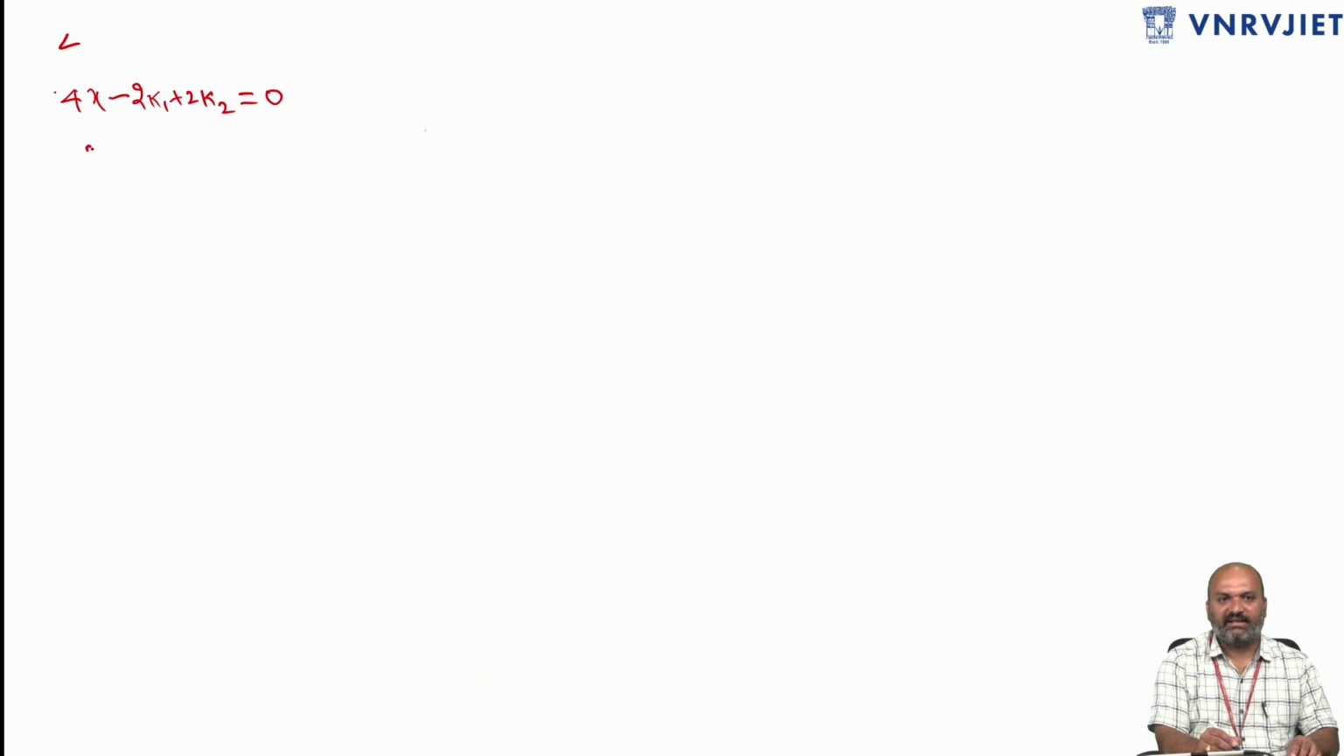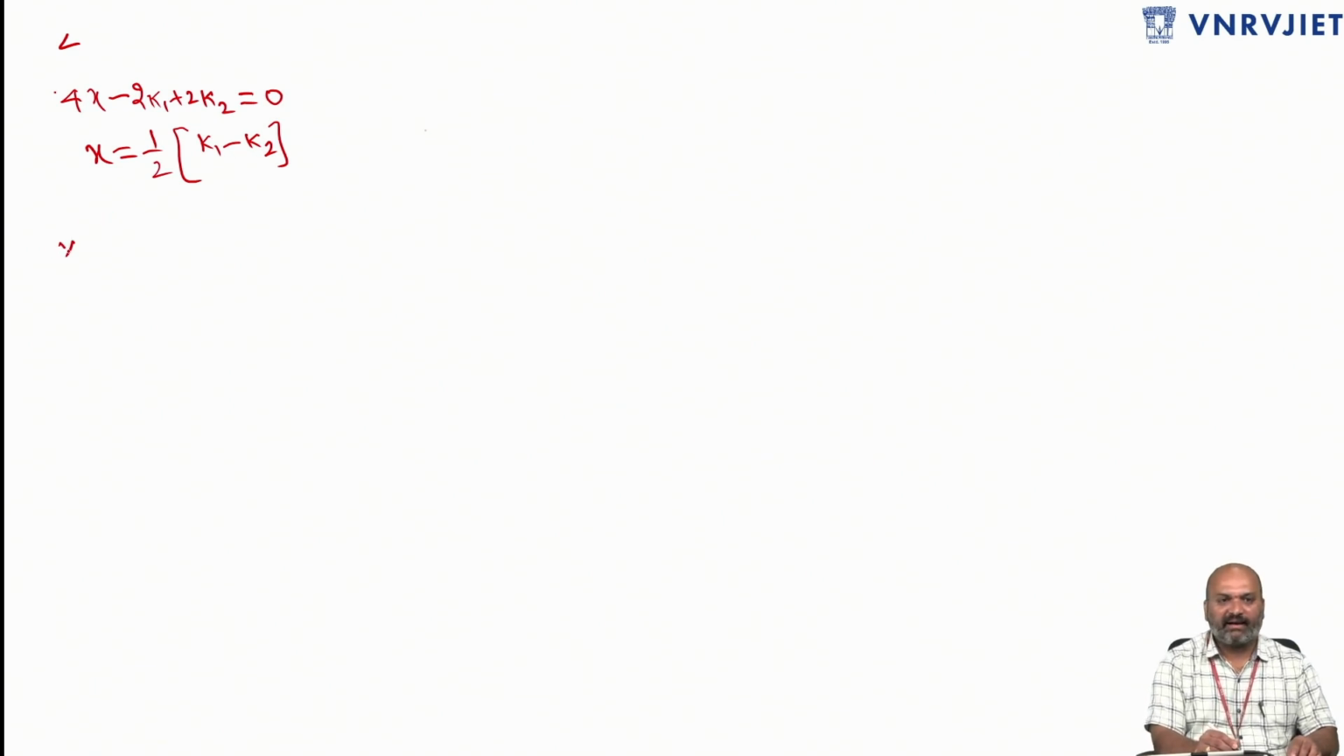Which means simply I am writing, x equals half into (k1 minus k2). Let's see. If you bring these two terms to the right hand side, it becomes 2k1 minus 2k2. Now dividing by 4, we get 2 common and it gets cancelled. So it is x equals (2k1 minus k2).